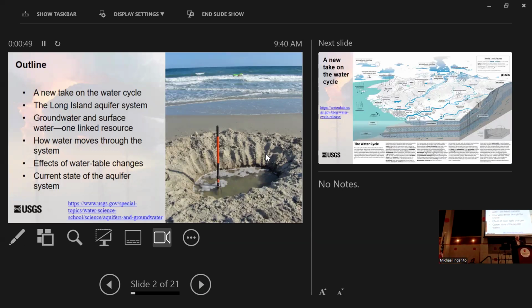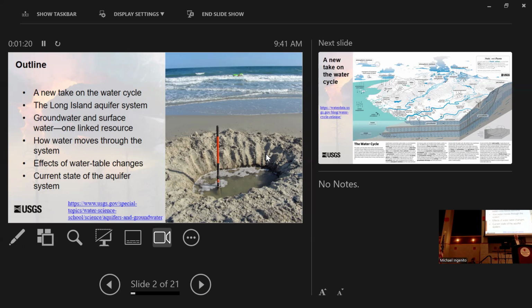To jump things off, I'm going to talk about a neat new depiction of the water cycle that USGS developed for educators at all levels. It's nice to start out at the 300,000 foot level before I zoom in a bit onto the Long Island aquifer system. Then I'm really going to get to the topic of today's talk, which is how groundwater and surface water are inextricably linked in our groundwater-dominated landscape here. They're really one resource. And this photo is a great way of thinking about that.